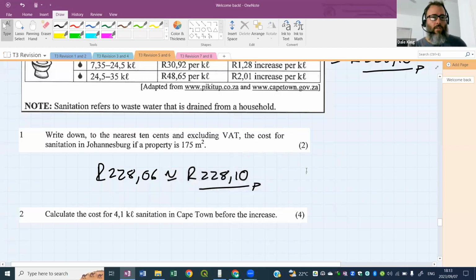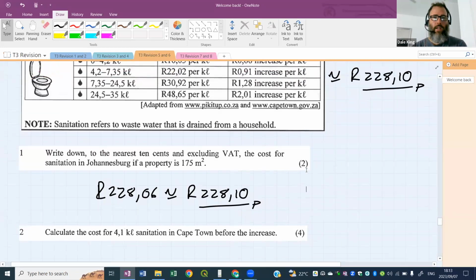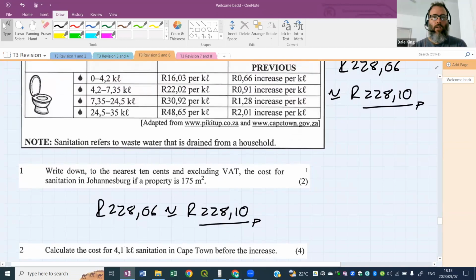Next question. Calculate the cost for 4.1 kiloliters of sanitation in Cape Town before the increase. There's a lot going on here. I need someone to come online and help me and tell me, what do I do? I need some advice here on where do I look, where do I start? It's a 4-mark question, so there's a little bit to it. 4.1 kiloliters in Cape Town. Before the increase, I need to calculate that cost.